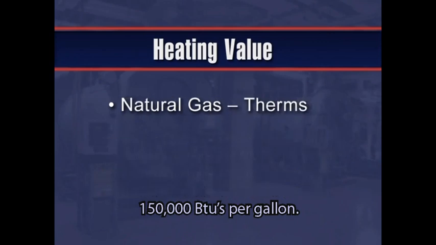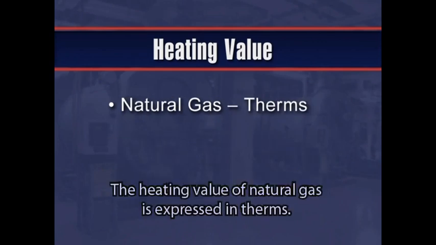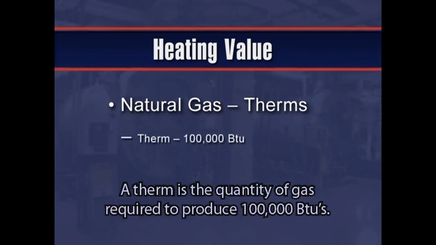BTUs per gallon. The heating value of natural gas is expressed in therms. A therm is the quantity of gas required to produce 100,000 BTUs.